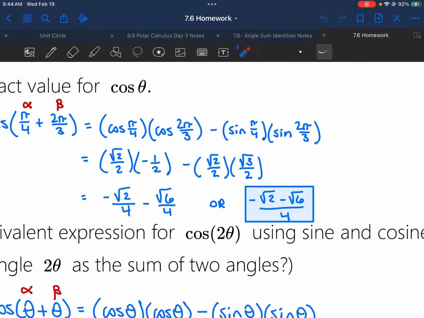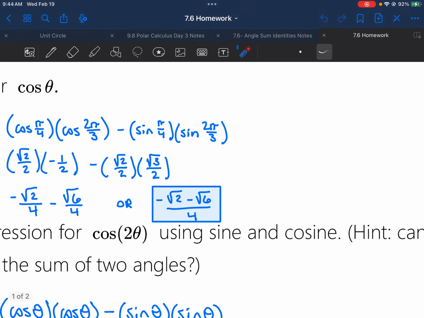So pull your values from the unit circle. From the first two, you get negative root 2 over 4. Over here, you get root 6 over 4, but they're being subtracted. Because they are both negative, when you combine them, just make sure they both have the negatives with them. Okay? Negative root 2 minus root 6 over 4. Or you could have also said negative root 6 minus root 2 over 4. As long as you show them both to be negative, the root 6 and the root 2.